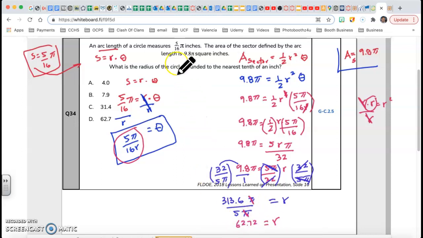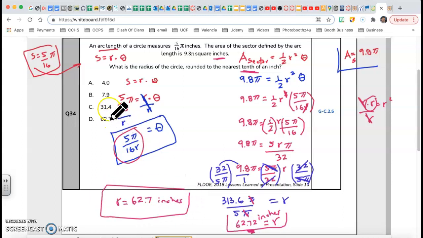62.72, and my units are inches. And that's going to give my answer, 62.72. They want me to round to the nearest 10th, which is only one decimal place. So radius is 62.7, only one decimal place, inches. Therefore, my answer is D.